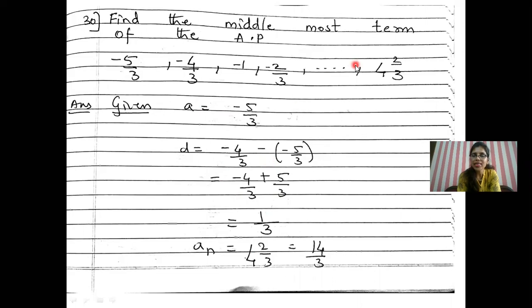If we go to the next slide, now here we have to find the middlemost term. That means, as I told you, for that you should know how many terms are there. So you should know the value of n, and then if it is odd, you have to add 1 and divide by 2. If it is even, then you have to directly divide by 2. So first, let us find the value of n here.